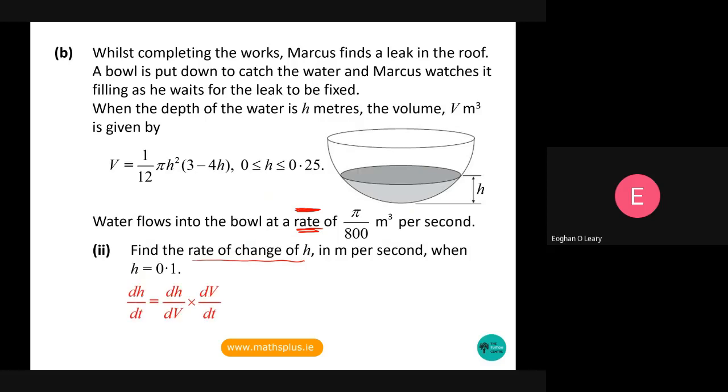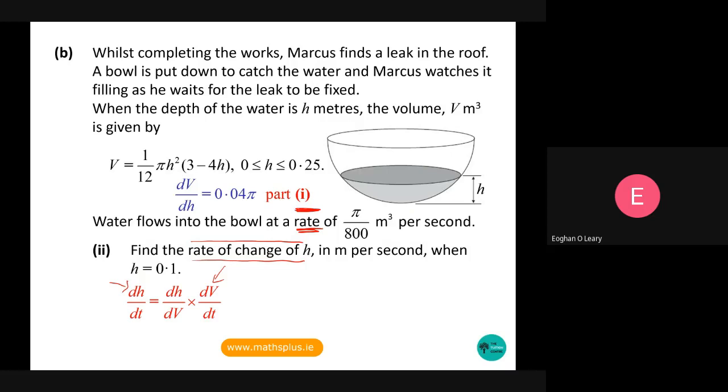So as I always say to students, there's an implication in this type of question. It doesn't say it, but it implies it. Find the rate of change of h implies with respect to time. So how the height is changing as time changes. So what we want to find is dh/dt. What we have from our introduction is the rate of change of the volume with respect to time, dV/dt. So dV/dt is going to be the pi over 800 meters cubed per second.